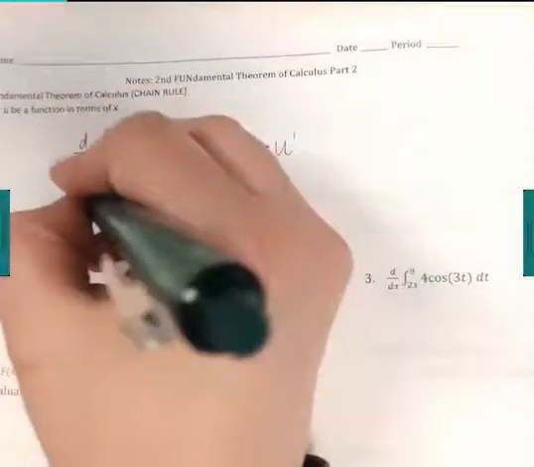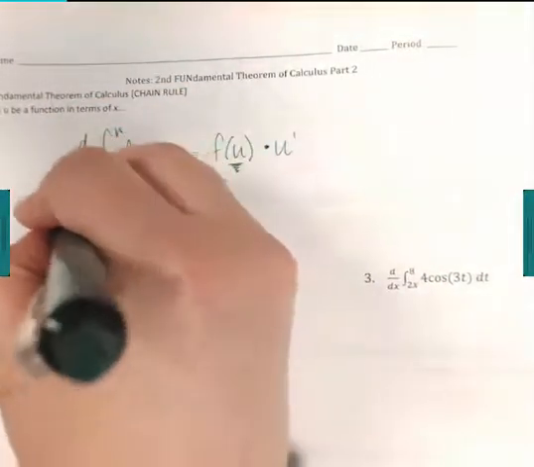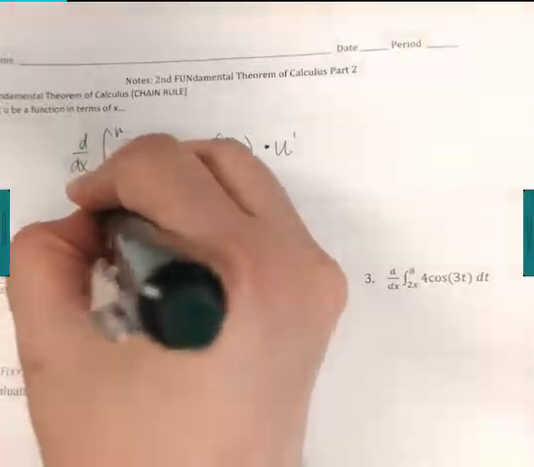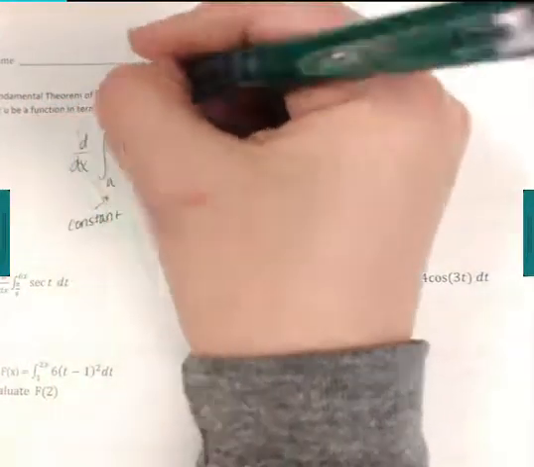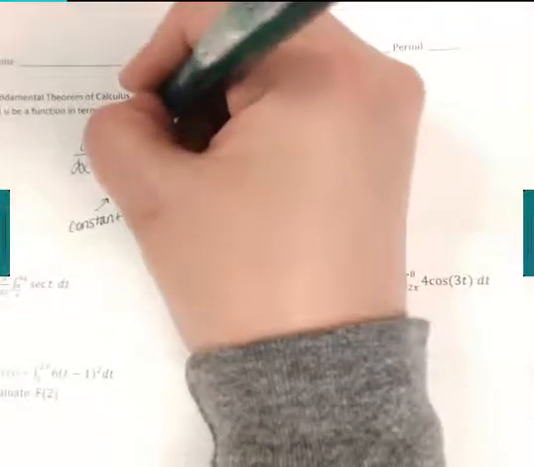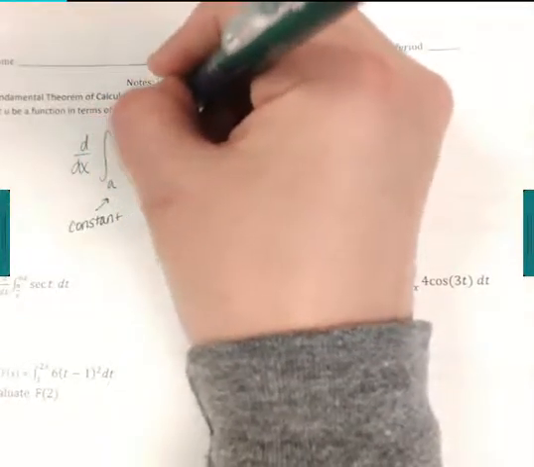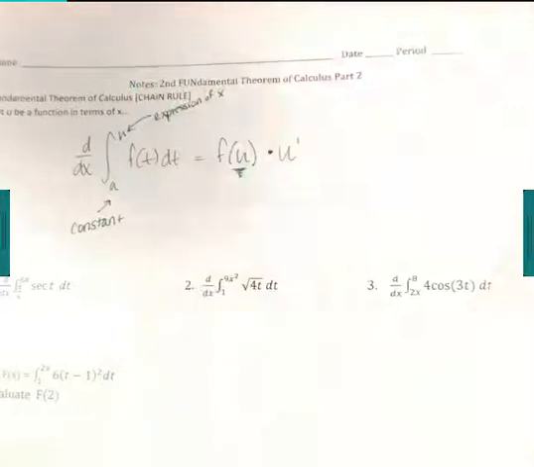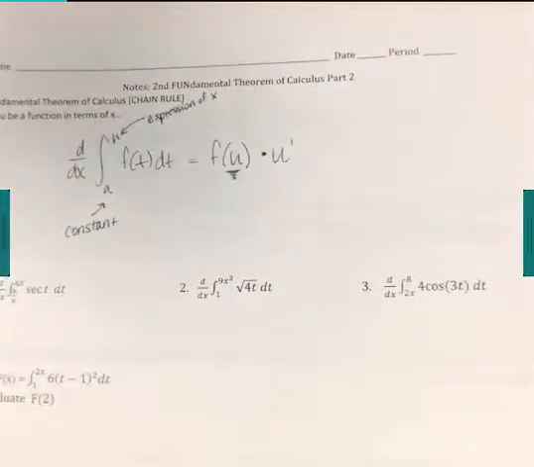So a is going to be a constant, and then u is going to be an expression of x. So for example here, pi sixth, what's that? A constant. What is 6x? It's an expression with x in it. Same thing here. It's not just an x, it's a 9x squared. But the bottom has to still be a constant. So let's do number 1.